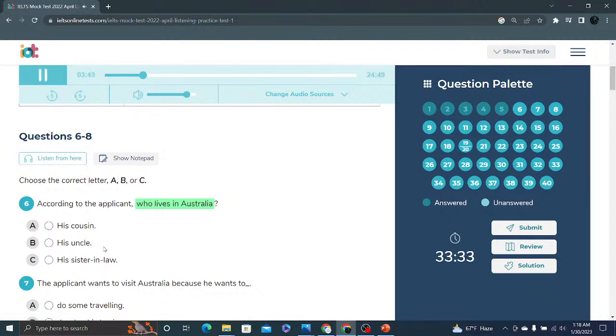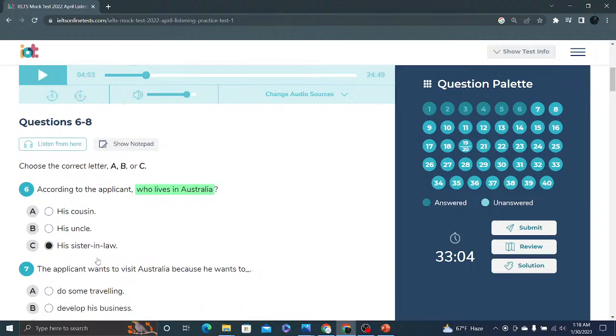As the conversation continues, answer questions 6 to 10. Do you have any relatives living in Australia? I used to have an uncle, but he died several years ago. Now, there's only my sister-in-law and my wife's cousin. So his sister-in-law and his wife's cousin, but not his cousin. So the answer would be option C. Okay, don't be confused. So option C would be the answer.